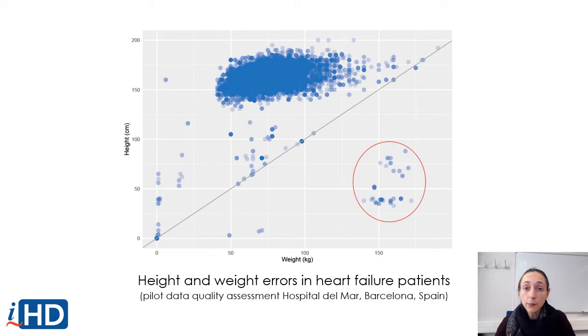Now, when data are available, errors can be present as well. So during a pilot data quality assessment, we found some implausible combinations of patient height and weight values. So in particular, all the data points that fall below the main diagonal on this figure imply that patients' weight is larger than their height, which is very unlikely to be true. So a subset of these data errors, highlighted by the red circle, are hypothesized to result from value inversions between height and weight recordings.